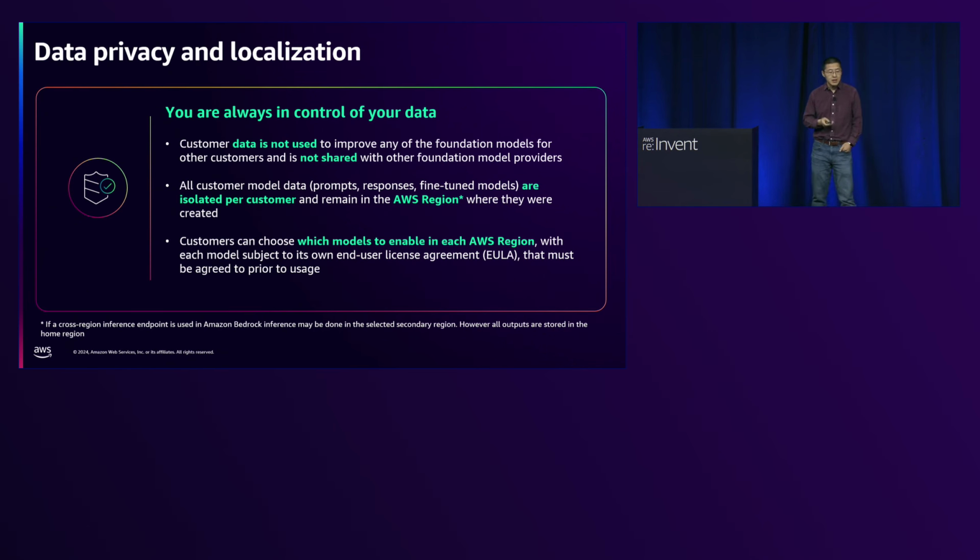The next thing I want to point out is that all your prompts and all your data are isolated on a per-customer basis. They also remain in the same region that you send the API request to. So if you send your Bedrock invoke model request to the Frankfurt region, the request will stay in the same region.